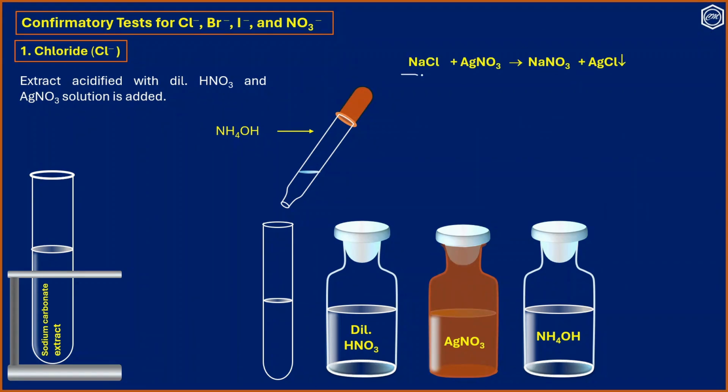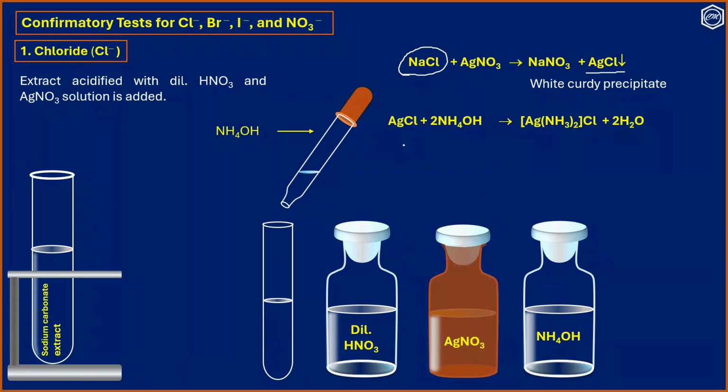Suppose that you are given sodium chloride. Sodium chloride reacts with the silver nitrate giving silver chloride, and this silver chloride appears as a white curdy precipitate. When ammonium hydroxide is added, silver chloride forms a complex with it which is soluble. The complex formed is diamminesilver(I) chloride.